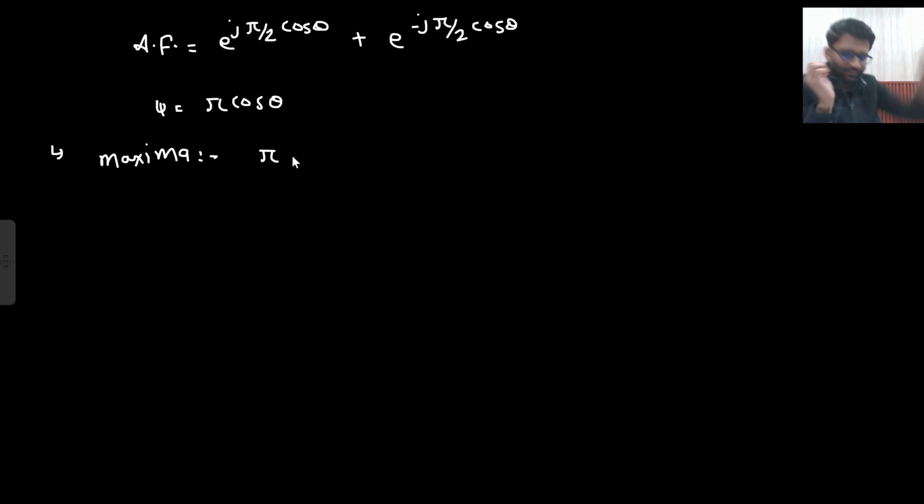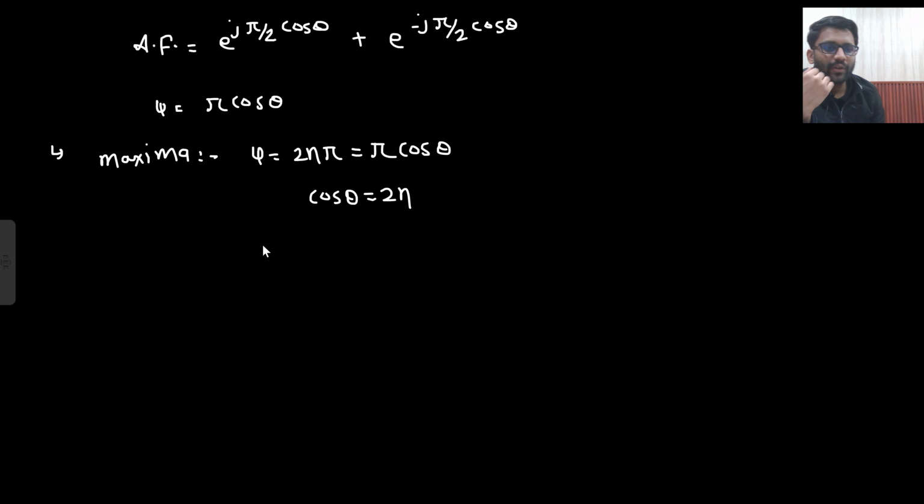Now if I find the position of maxima, what would that be? My phase difference should be equal to 2n pi, that is equal to pi cos theta. So what is the value of cos theta you are getting? 2n. Now what values can you put? n equals 0, n equals 1, n equals minus 1 you can put. If you put n equals 0, what are you getting? Cos theta equals 0, and from here theta is equal to pi by 2.